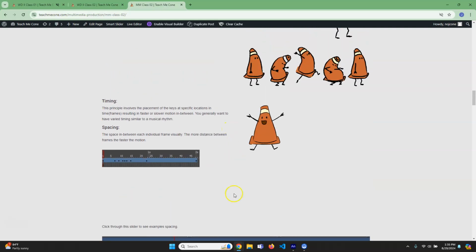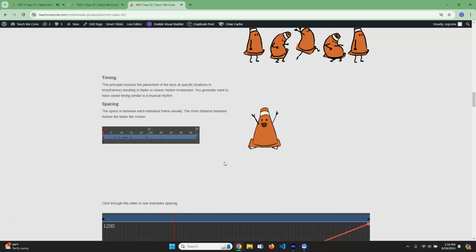Now, most of the time when you create your timing, you usually want to have it be musical, rhythmic. If you think about fight sequences, you don't want every punch to be punch, punch, punch, punch. That's boring. You want it to be varied. And that's the same way you want your motions generally to be as well. You don't want it to be boring. So that is timing.